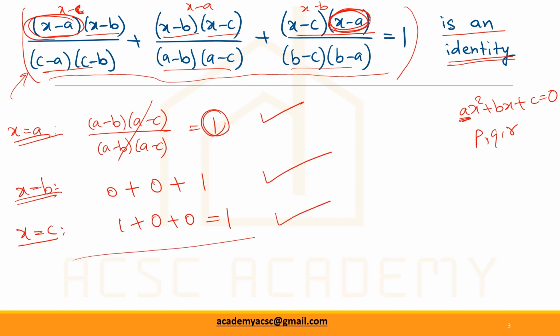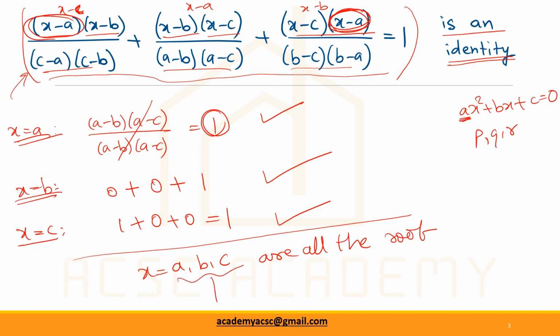What does this tell us? That x equal to a, b and c are all the roots of this quadratic equation. a, b and c, all the three values of x have satisfied this particular equation. If we call it a quadratic, then it seems to have these three roots. So this is the concept of identity that we had studied. We encountered a quadratic which claims that it has three roots. So in such a case, it has to be an identity, otherwise it is not possible.